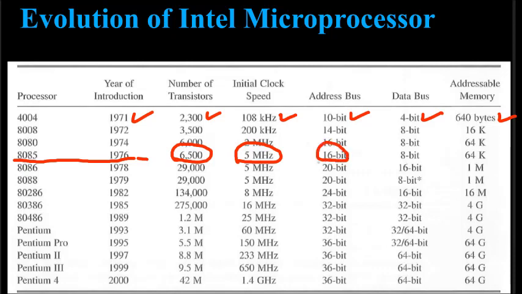Now the significance of the address bus is that it gives the system capacity. The more address lines, the more the system capacity. So here, because it has a 16-bit address bus, the amount of memory which can be addressed is 64,000 bytes, not more than that. Then the data bus. Now as we see, the data bus is 8-bit.